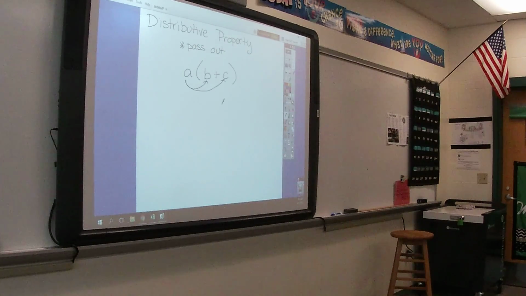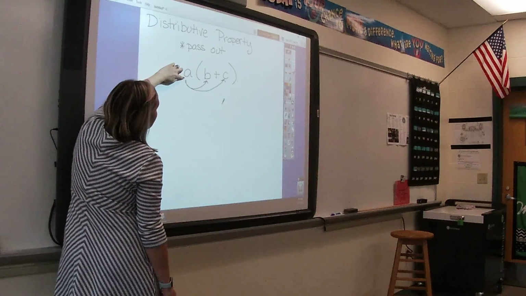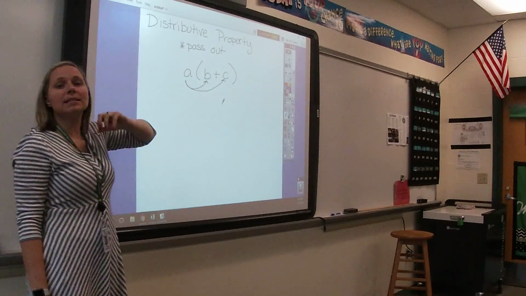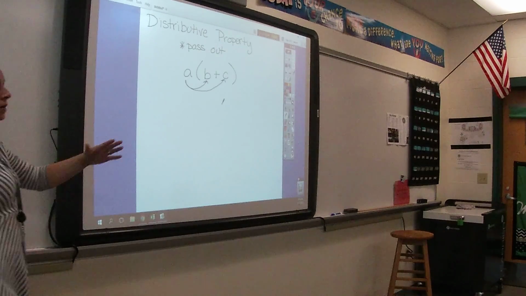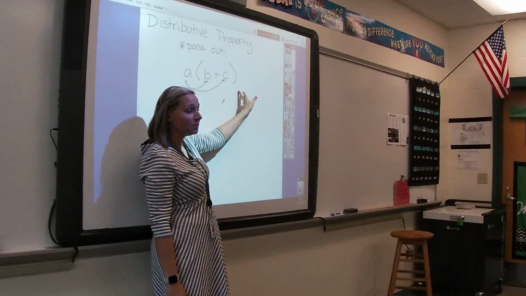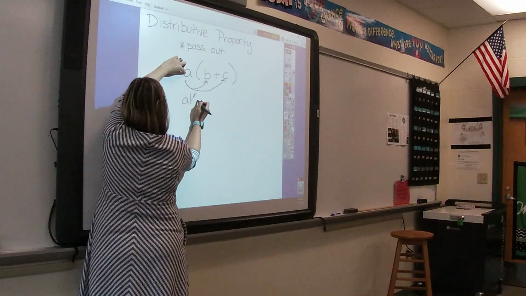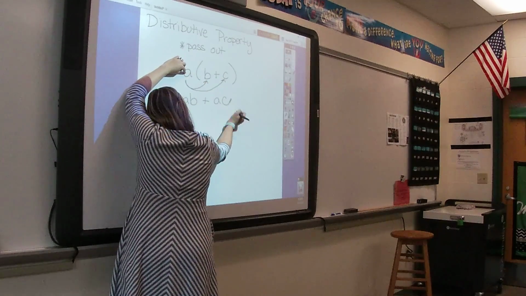This one you will use so often in this class, I cannot stress its importance. If you can't place the appropriate word with it, at least understand how it works. Understand that we can pass this out to each of them, and when we pass it out through the operation of multiplication, right? Parentheses tell us multiplication. So A times (B plus C) equals A times B plus A times C.